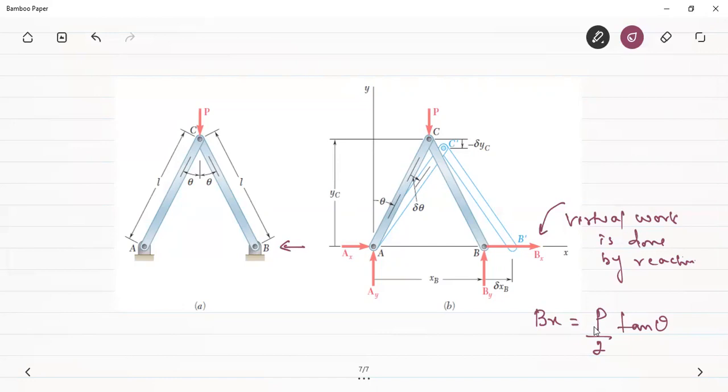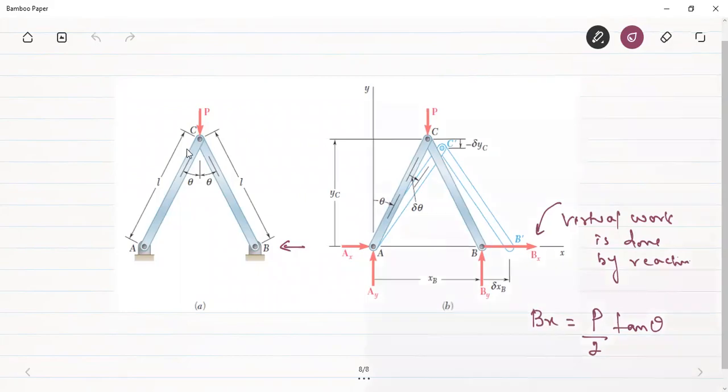So this means although this displacement is not consistent with the constraints imposed by the supports, still we have assumed the virtual work to be done, and that virtual work is done by the reaction. Is it clear? In all the previous questions, we always had consistency of the virtual displacements with the supports, but in this problem it was not possible. Therefore, we had to assume that the virtual work is done by the reaction as well.